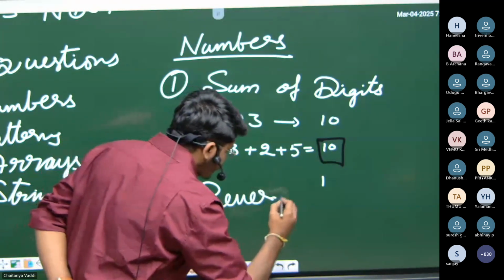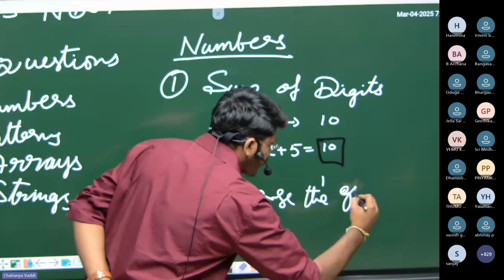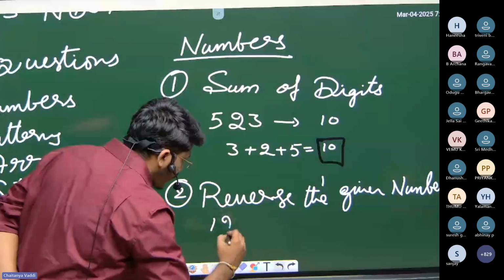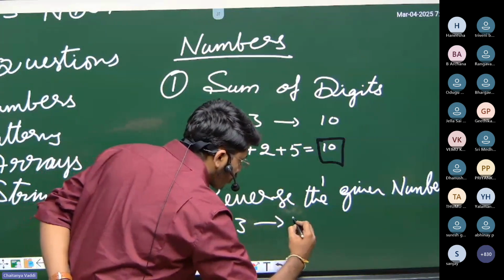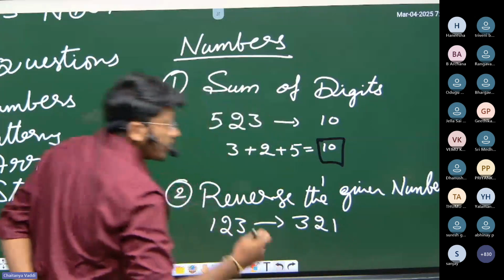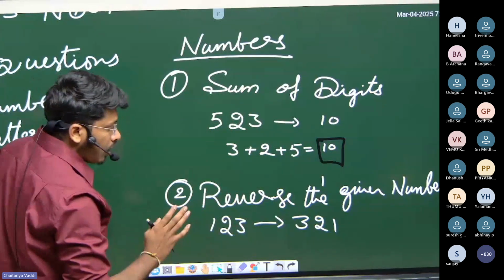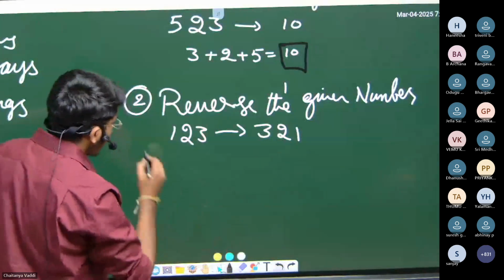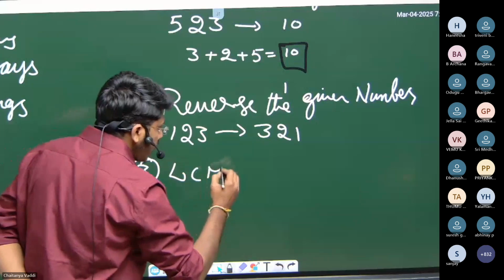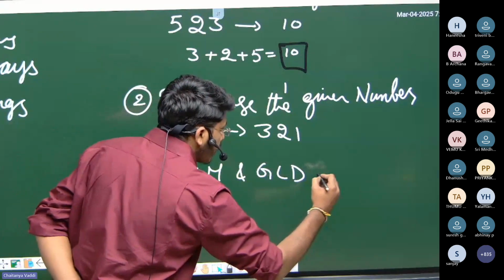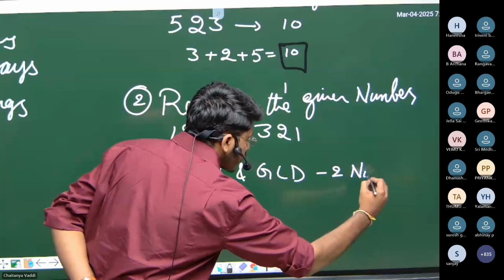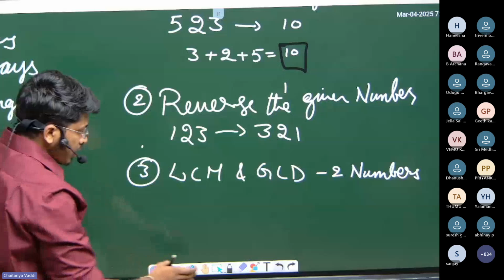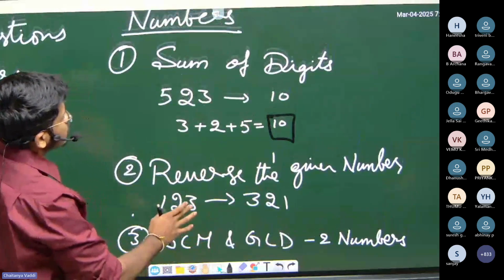Second one, reverse the given number. Assume that if the given number is 123, then we have to print 321 without using a predefined method. Next, third one is LCM and GCD for 2 given numbers. Okay, they may ask to find out LCM and GCD for 2 numbers, right? So let's check these 3 programs.